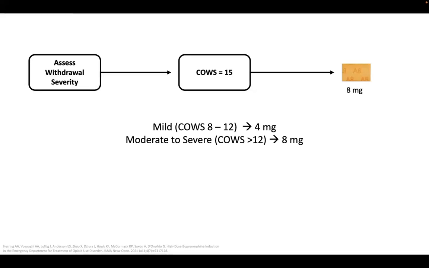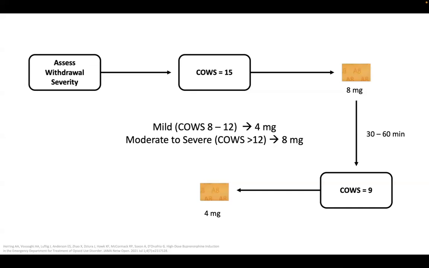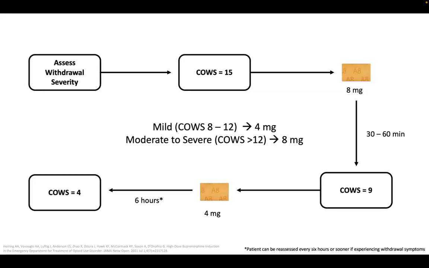And on the slide, I have pictured the actual buccal film of buprenorphine we will give the patient. Then we wait 30 to 60 minutes and reassess her symptoms. Her COWS is now 9. It's still higher than 8, and her withdrawal is classified as mild. So we administer 4 milligrams of buprenorphine. We check in again after another 6 hours or sooner if she reports withdrawal symptoms. Her COWS is 4, which is less than our threshold of 8, so we do not administer buprenorphine.